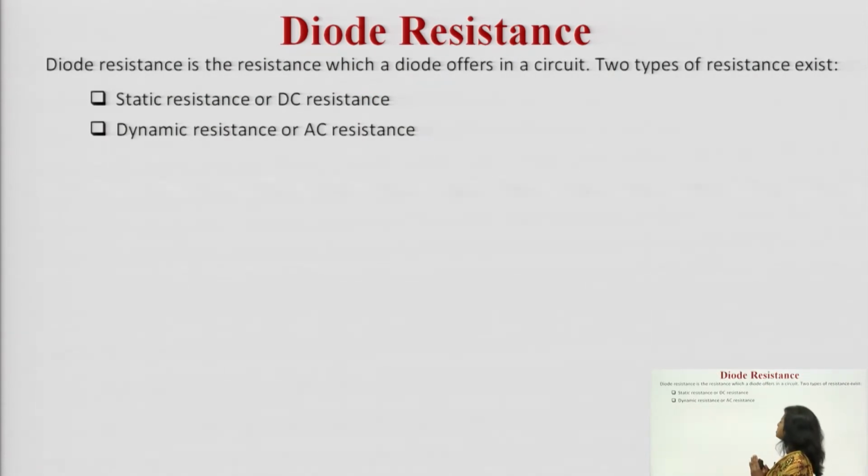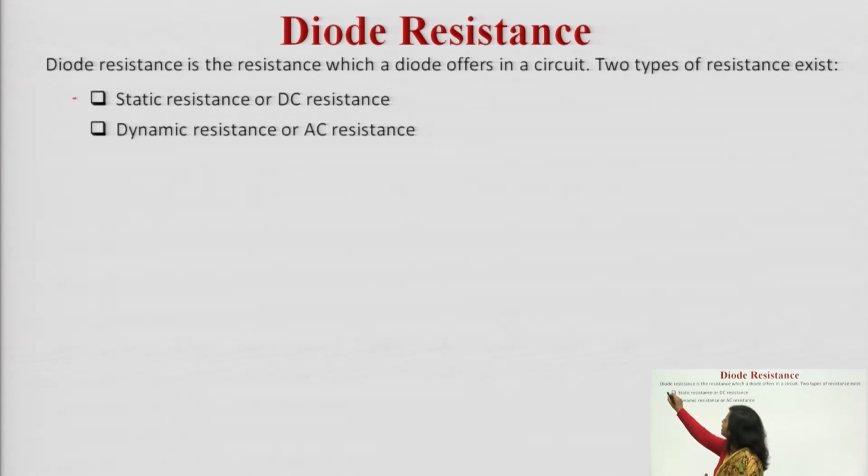Now, let us discuss the diode resistance. The resistance term you are very much clear about. How to calculate the resistance? You know Ohm's law, V is equal to IR. From that you can calculate R. R is what? V upon I. When we are talking about the diode being applied in any circuitry, you must be comfortable and aware of the terms related to diode resistance.